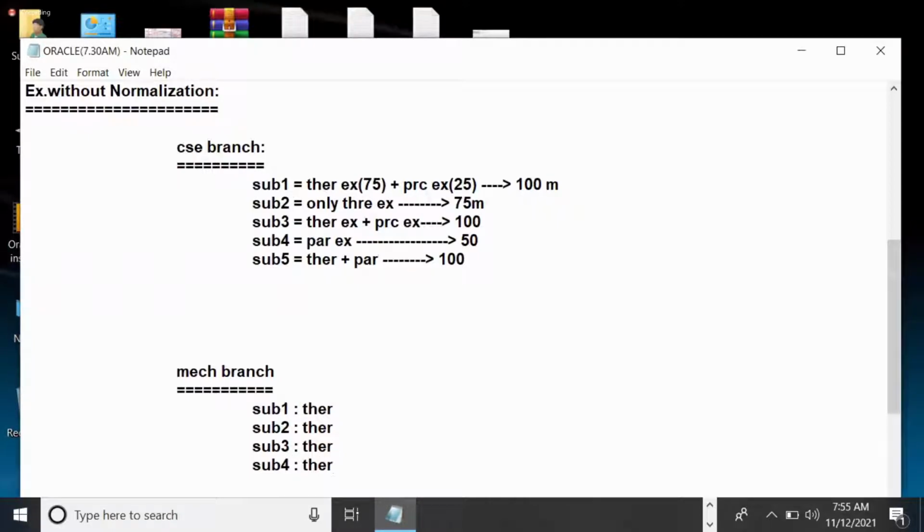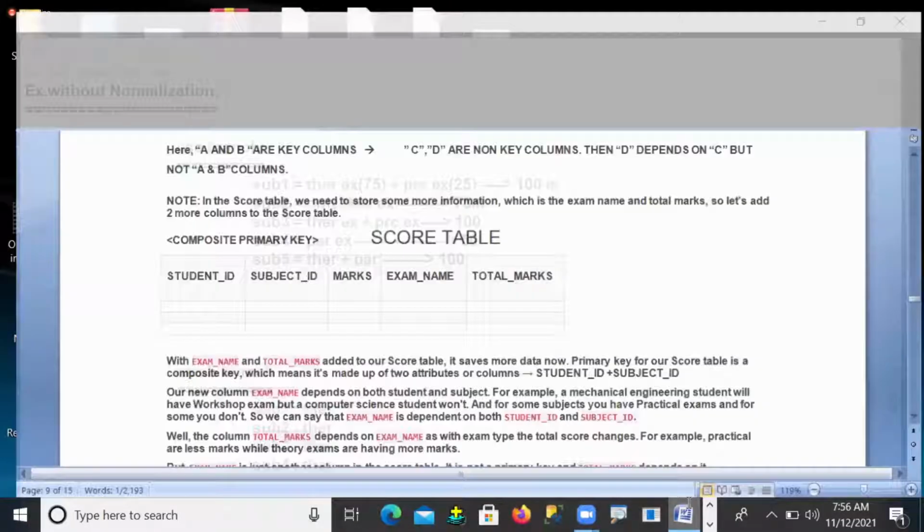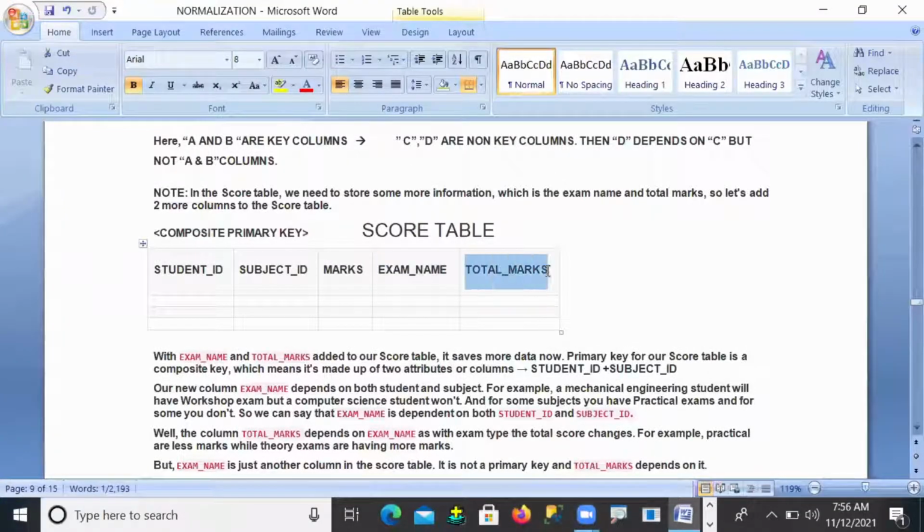Okay, now their total marks will be different. Your mechanical students, subject wise, are having theory, so their total marks will be different. And the CSC branch people are having both examinations, that's why their total marks will be different. So the point here is that, examination names wise, your total marks will be different.